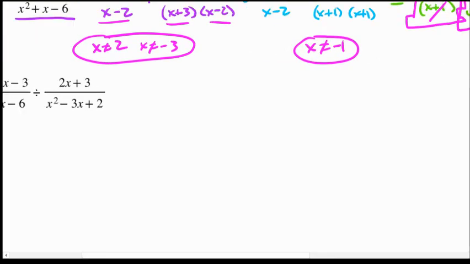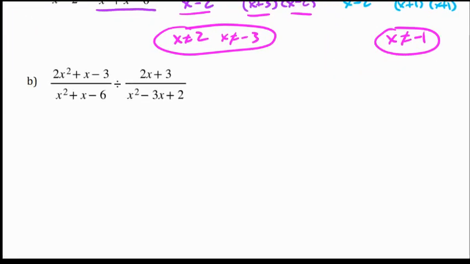And those are my excluded values there in pink. Second one, same idea. I'm going to factor first, check for excluded values, multiply by the reciprocal, and check for excluded values again. So in this one here, the top breaks down into 2x plus 3 times x minus 1. The bottom breaks up into, this is one that we've already done before, x plus 3 and x minus 2.